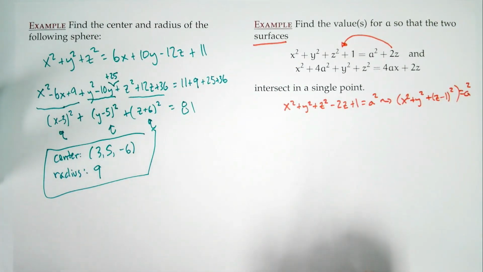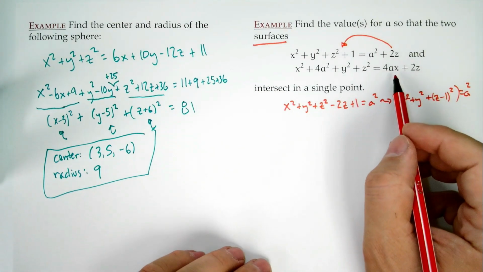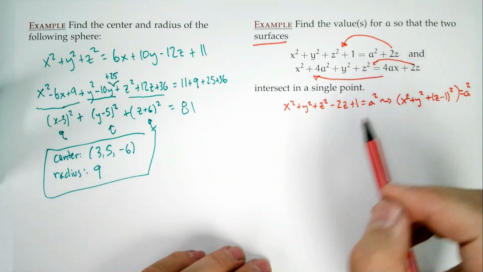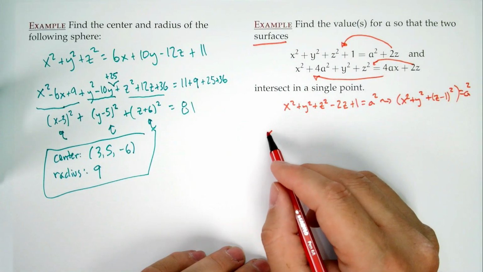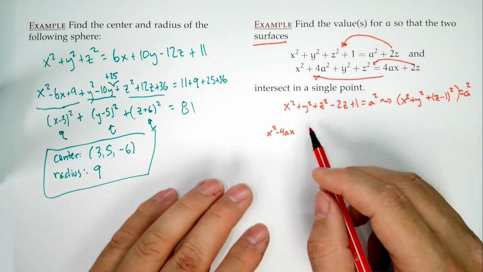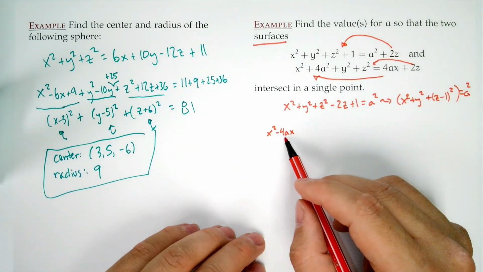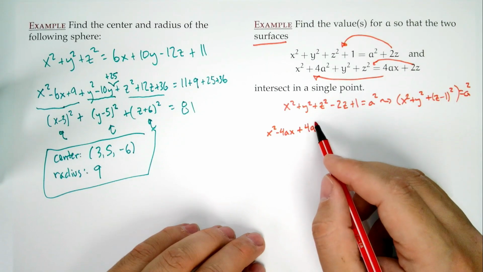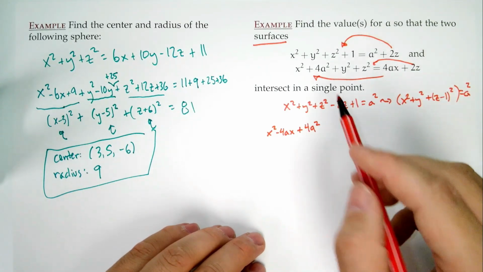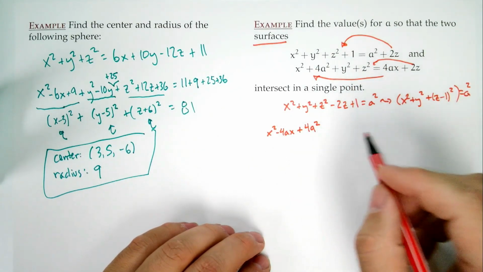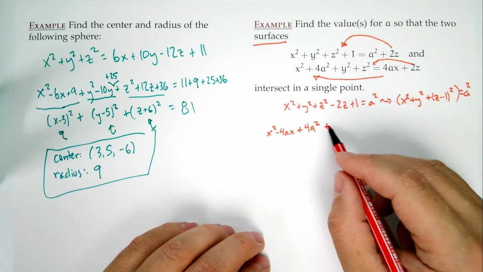Now, what's the other one? Well, here we're going to move the 4ax and we're going to move the 2z. So we'd have x squared minus 4ax. Now, what do we need to add? Divide by 2, that'd be 2a squared, so plus 4a squared. Good. Well, good news, we already had that. So this is perfectly set up. It's almost like they wanted us to solve it.